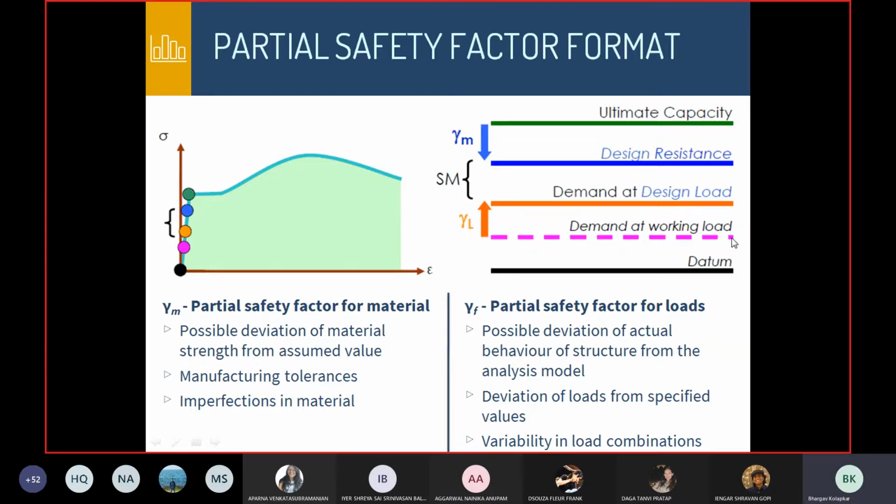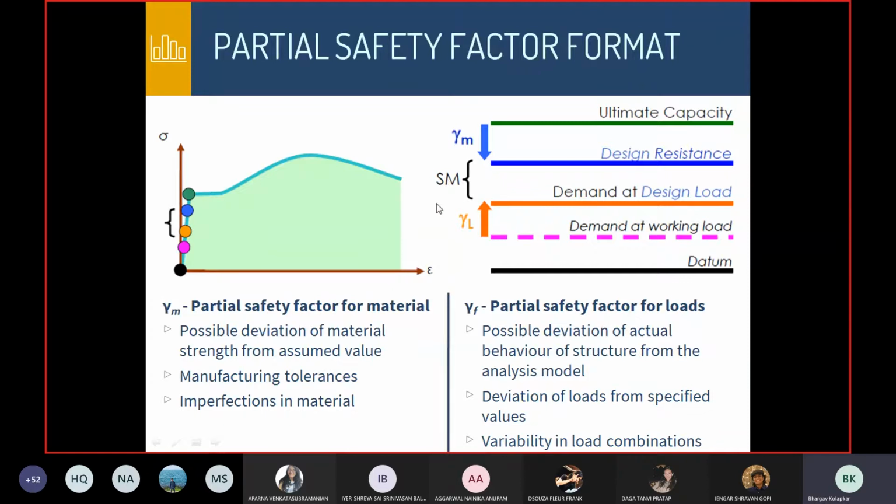And under this load, the stress that is going to be developed in the element is denoted by the point in pink. But we need some cushion, and therefore we increase this load by multiplying it by the partial safety factor for load. When we do that, we move from a working load to a design load. And the gap between the design strength and the design load is actually the safety margin. That is how much redundant strength the element has. That is the safety margin.